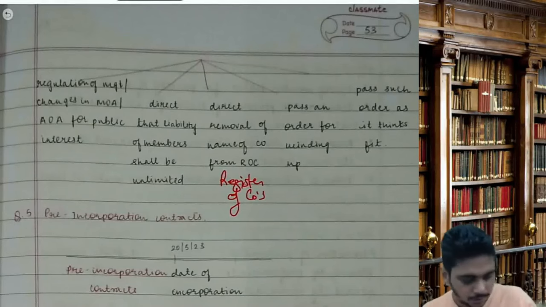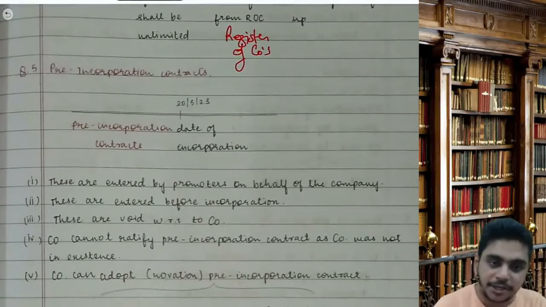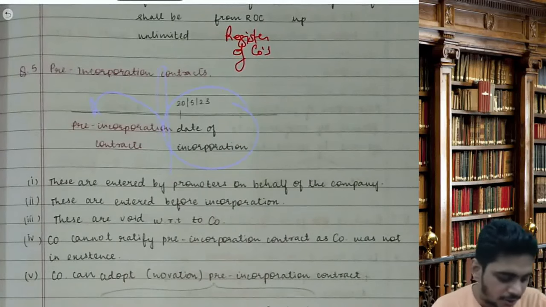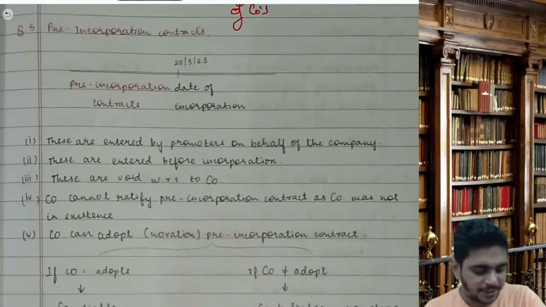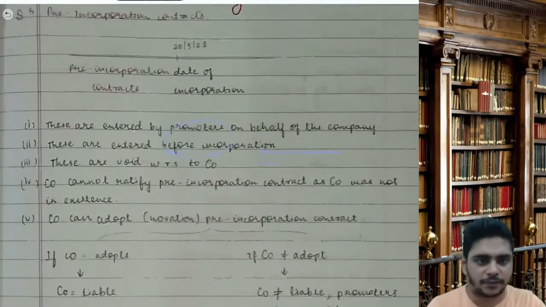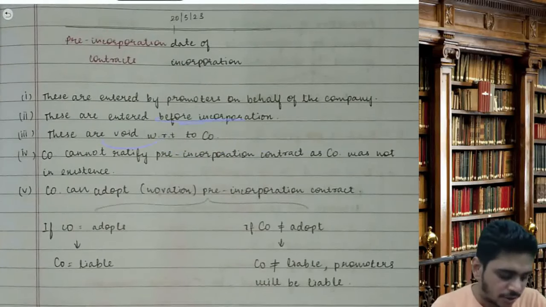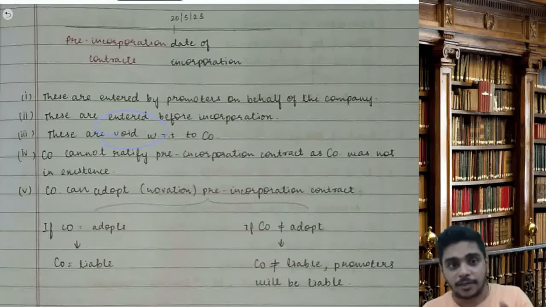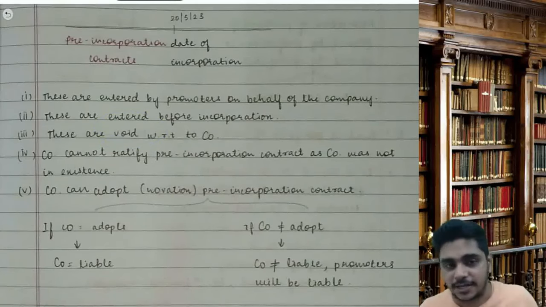Then, what is a pre-incorporation contract? Any contract entered into prior to the date of incorporation is called a pre-incorporation contract. These are entered into by the promoters on behalf of the company, before incorporation. These contracts are void with respect to the company. The company cannot ratify a pre-incorporation contract as the company was never in existence.